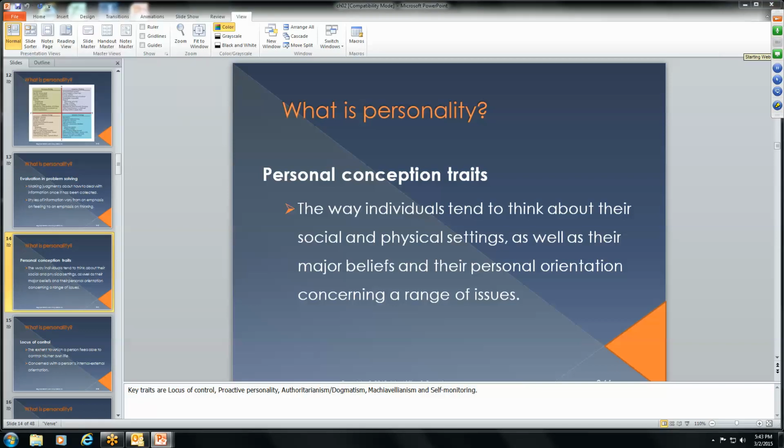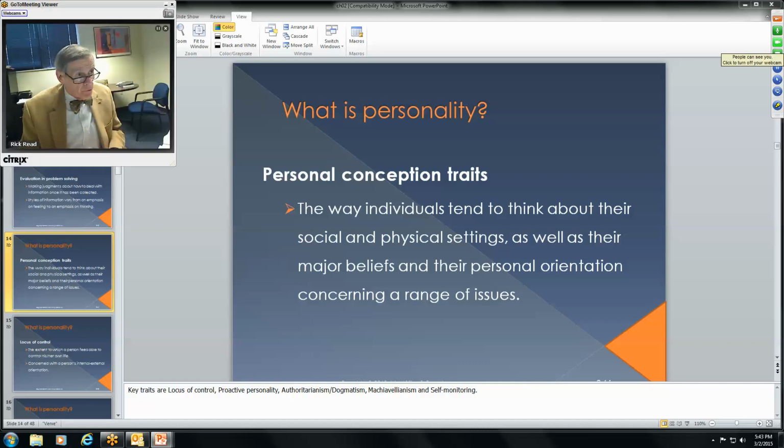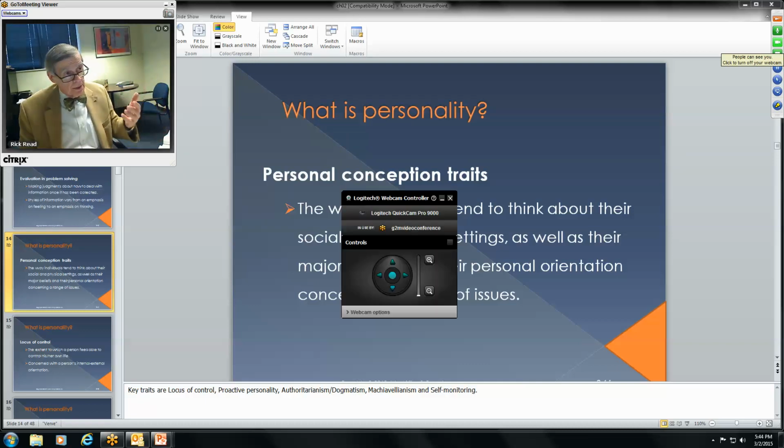Personal conception traits. This is kind of going back to what we talked about before, how we think about our social and physical settings, and there are multiple things that go into this. So we may feel one way in a certain type of setting, and we go to a different type of setting, and our thought process is 100%, 180 degrees different, is the best way to say that. Does that make one wrong and the other right? No. It just means, given this situation, this is what we feel. This is how we're going to act.